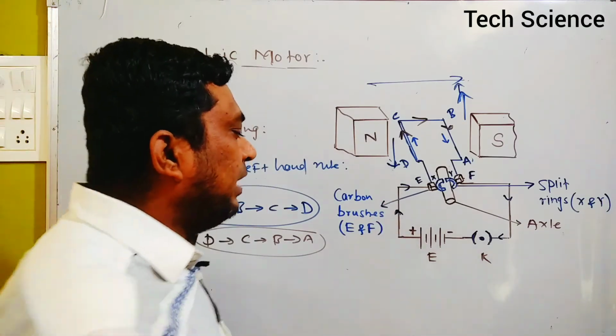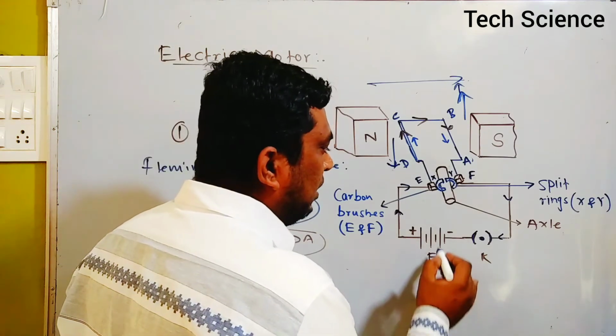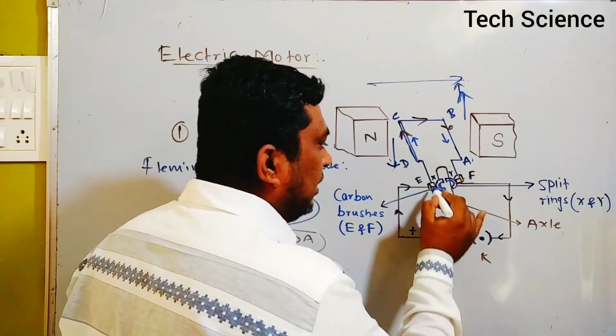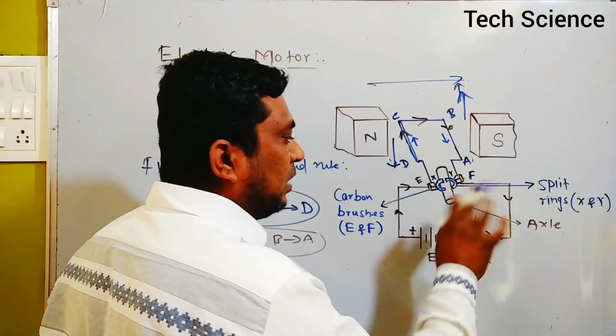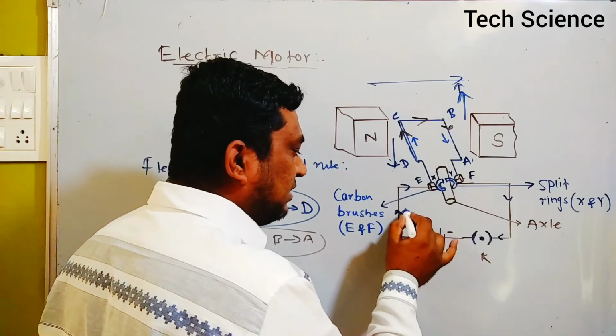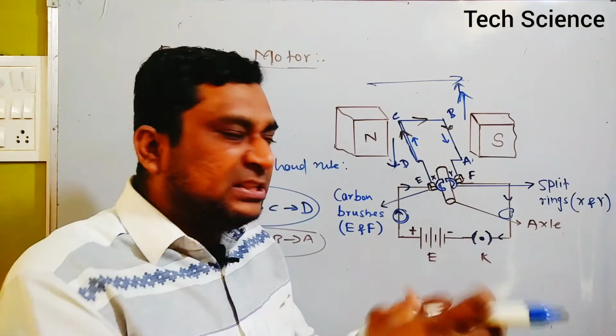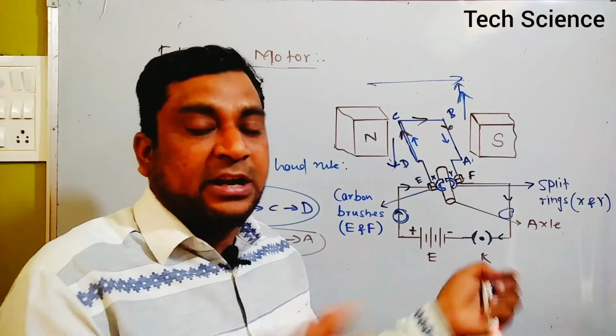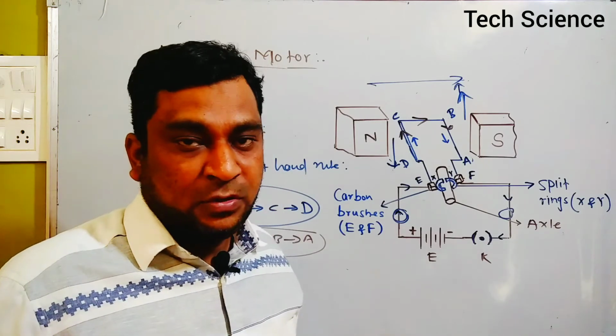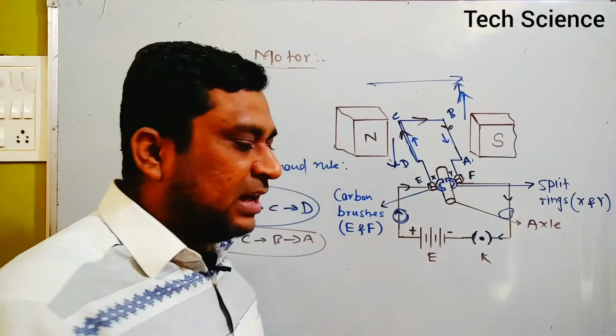Now the question is, what happened here? Generally students think, why is the complete circuit not rotating? If the complete circuit rotates, what happens? These wires get mixed with each other, and the circuit breaks. But that is not the case. Why? Because these carbon brushes are lightly attached.